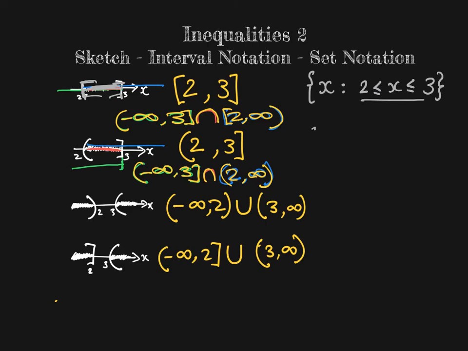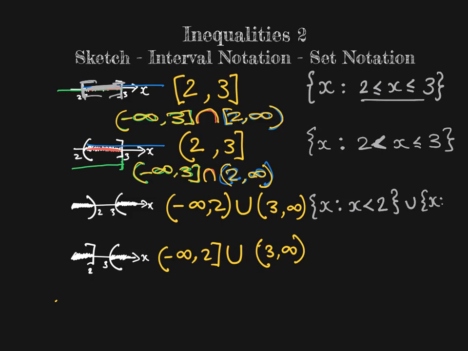Second one is the set of x such that x is between 2 and 3. It's allowed to be 3, but it isn't allowed to be 2. It's got to be bigger than 2, and less than or equal to 3. The third one is the union of 2 sets. The first set is x such that x is less than 2, it's not allowed to be 2, or x such that x is bigger than 3.